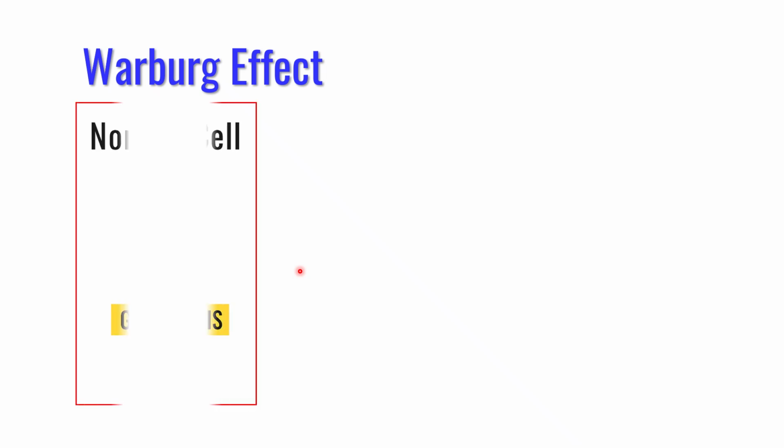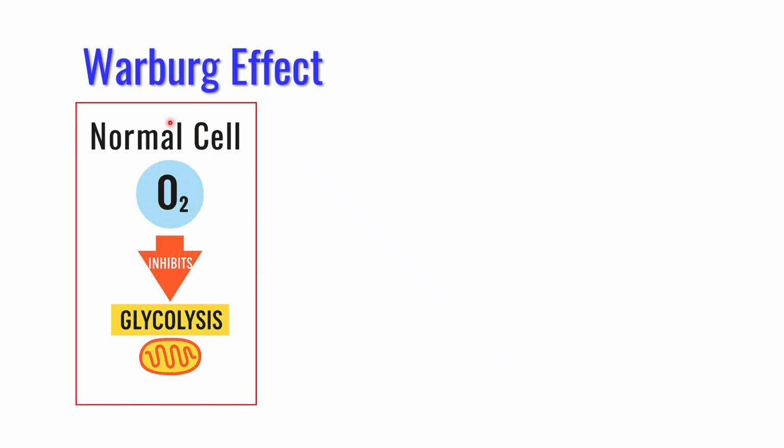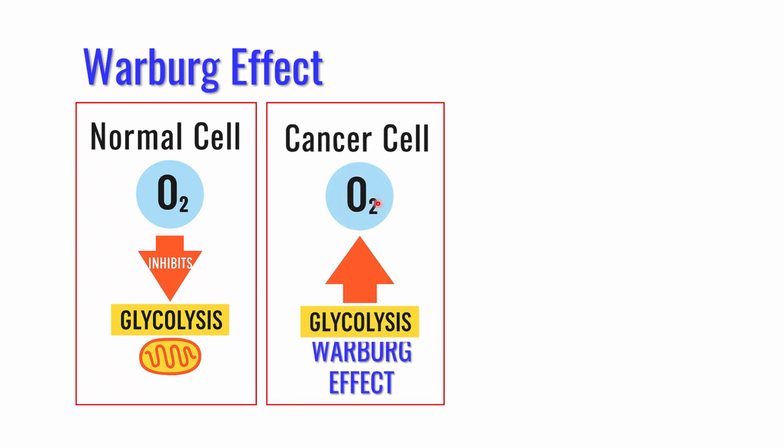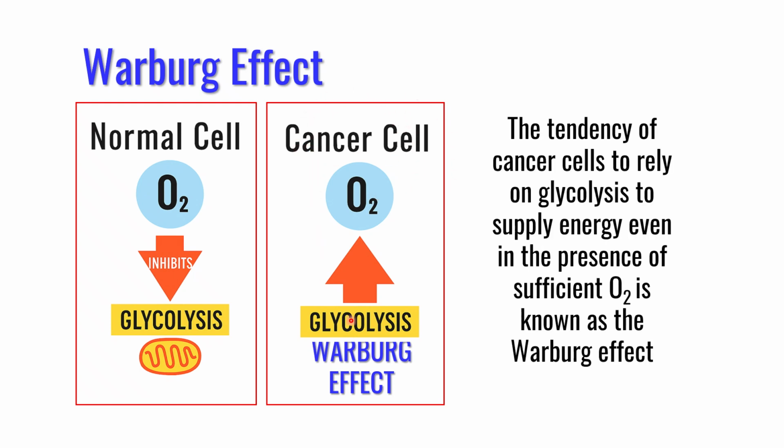Let us define Warburg effect. Glycolysis is inhibited in presence of oxygen in normal cells, but in cancerous cells it remains active, supplying energy. Therefore, this tendency of cancerous cells to rely more on glycolytic pathway for energy supply, even in presence of sufficient oxygen, is known as Warburg effect.